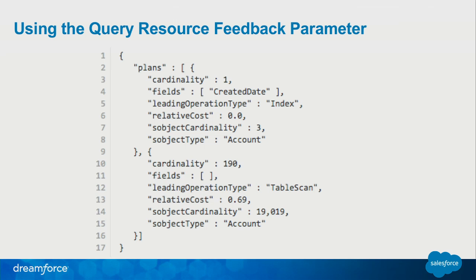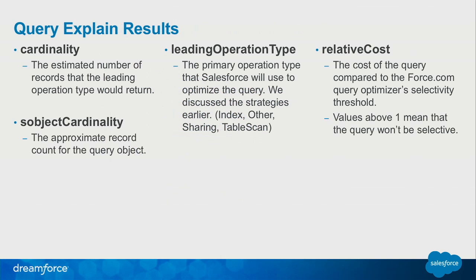So let's talk a little bit about what you're going to get back. You're going to get back what's called the cardinality. This is the estimated number of records that that operation would return. So it's going to be an estimate. Don't look at this number and say, oh, it's 4,000 here, but if I run a report, it's 6,000, right? It's going to be an estimated number.